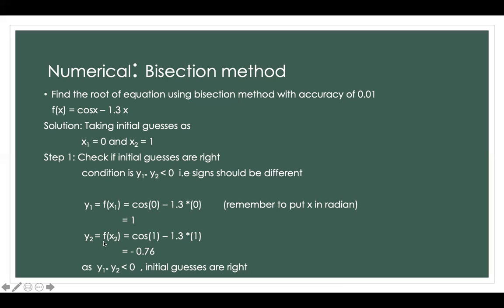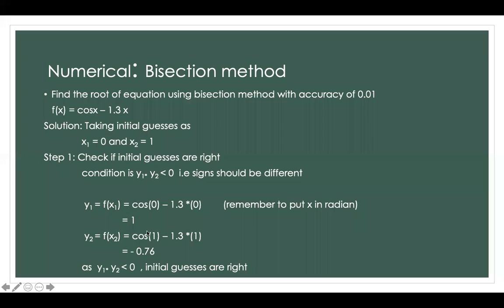Now y2 is equal to f(x2). Putting x2 equal to 1 in this function, we get y2 equal to -0.76. Now, one is positive, another is negative. y1 is positive, y2 is negative, so the product will be negative, that is less than 0.